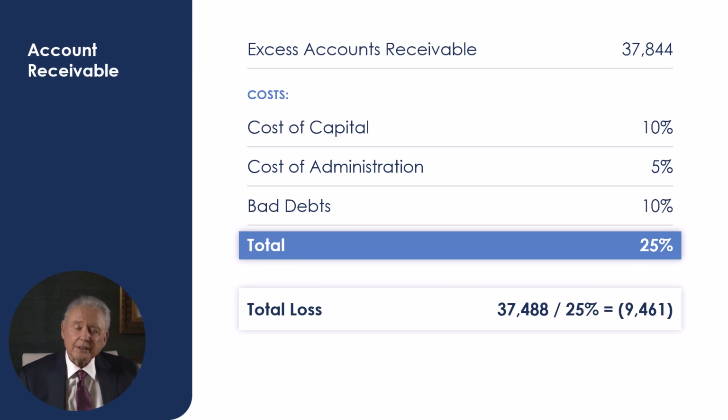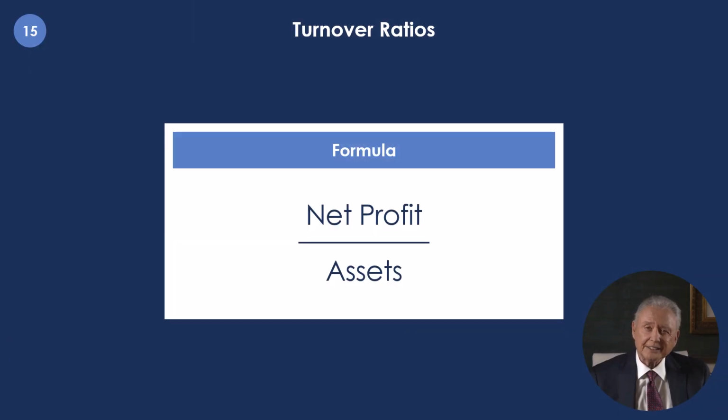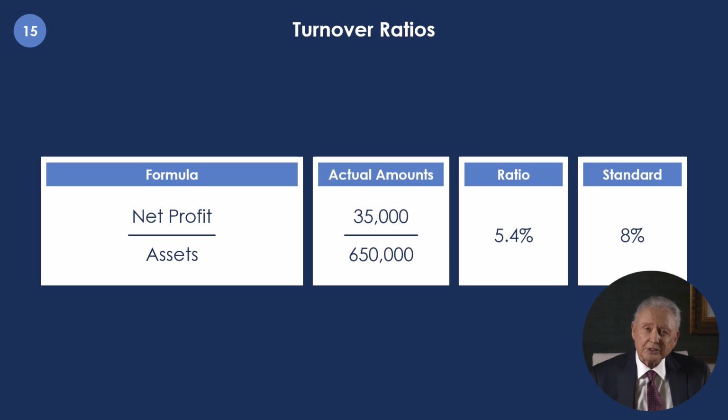Here we see cost of goods sold on the earnings statement, 620,000. Now let's look at return on assets. This ratio tells us how much net income is being generated for every dollar of total assets. Net profit is 35,000. Total assets are 650,000.